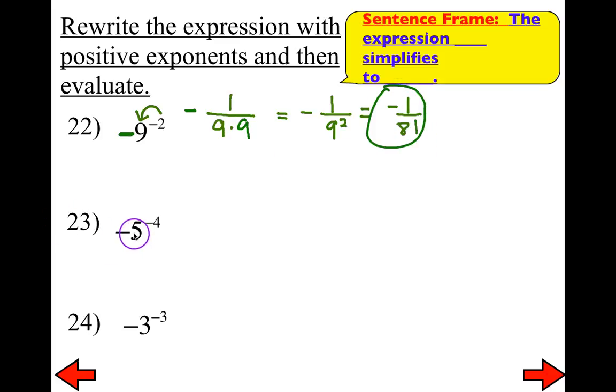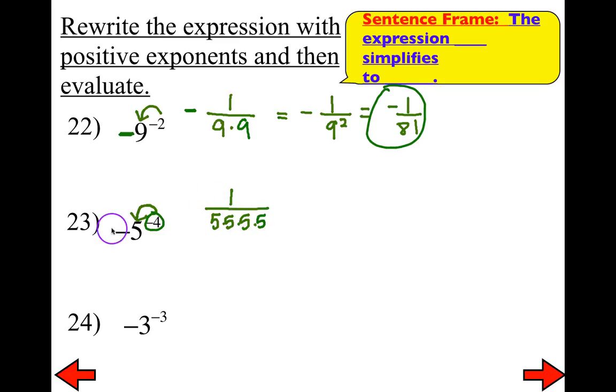Okay, how about number 23? Same idea. What is being raised to the -4th power? It's just the 5. It can't be a -5 because then there would be parentheses. And again, you would read this as the opposite of 5 to the -4th power. So because it's a negative exponent, I'm going to start with 5 to the 0 power, which is 1. Because it's negative, I'm going to do repeated division. I'm going to divide by 5 four times.